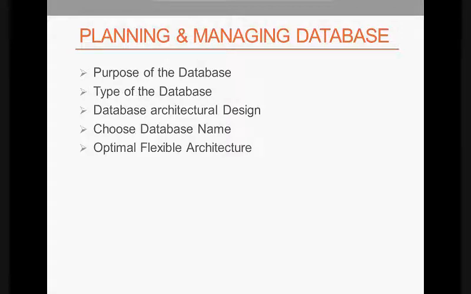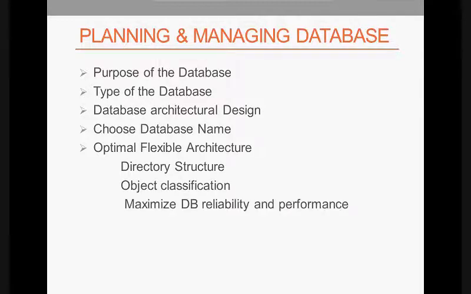OFA organizes database files by type and usage. Binary files, control files, log files, and administrative files can be spread across multiple disks. It establishes a directory structure where any database file can be stored on any disk resource. It separates objects with different behavior into different tablespaces. It maximizes database reliability and performance by separating database components across different disk resources.